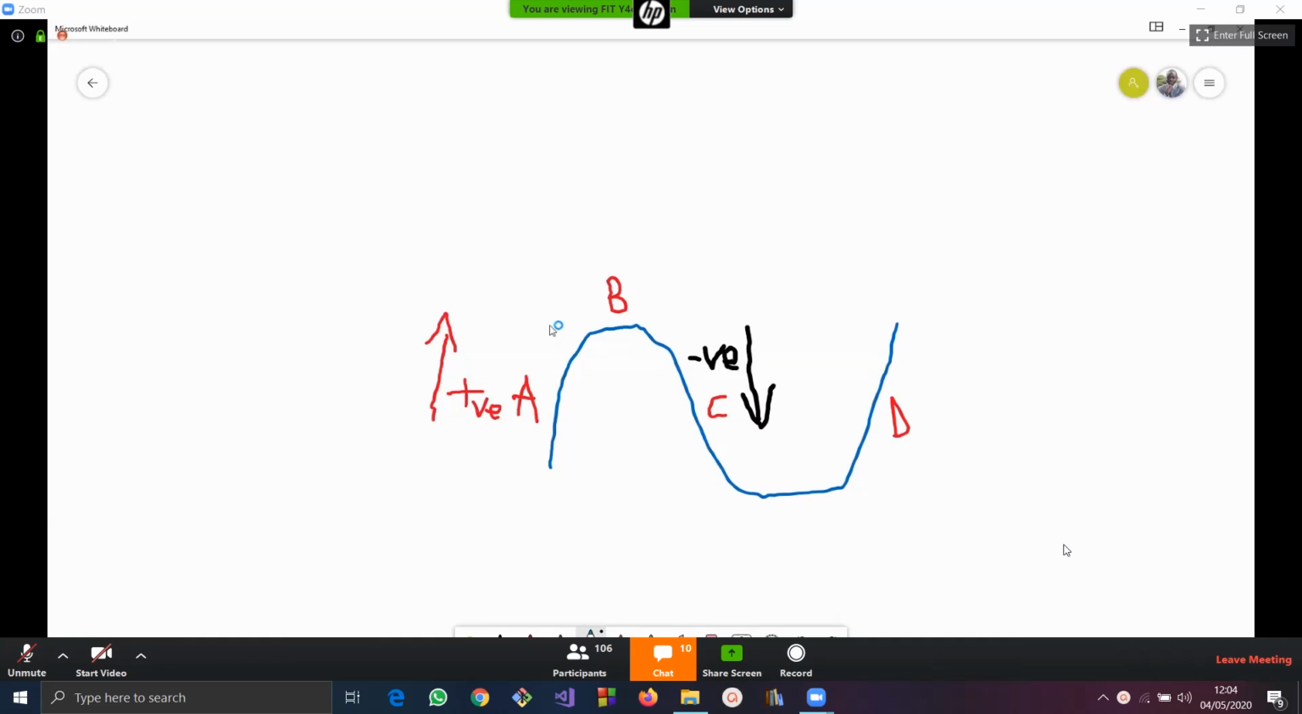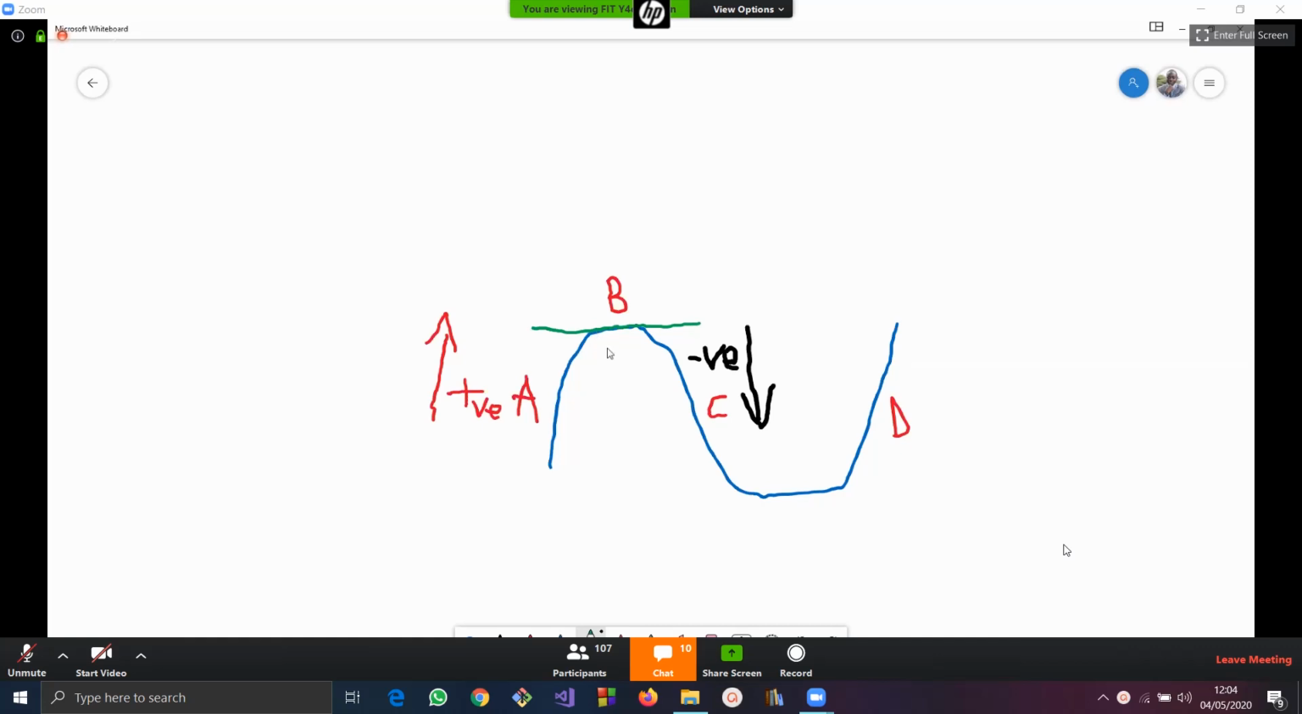Then finally, the most important part is point B. What's happening here? What's the slope? The slope is 0. Thank you. Guys, those things are going to be important from today onwards.